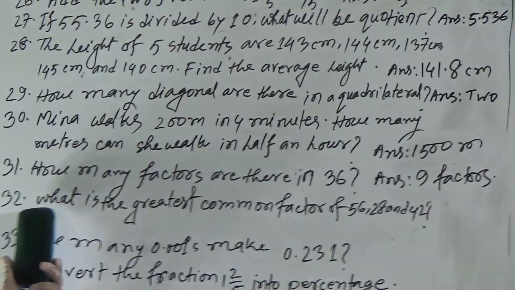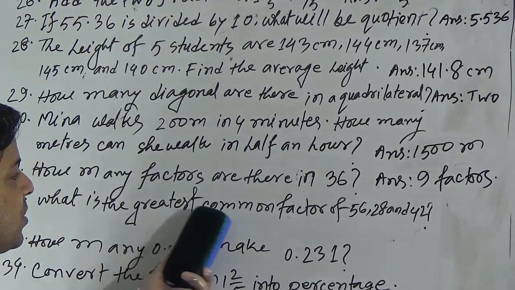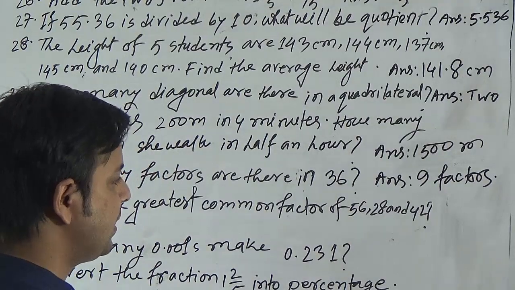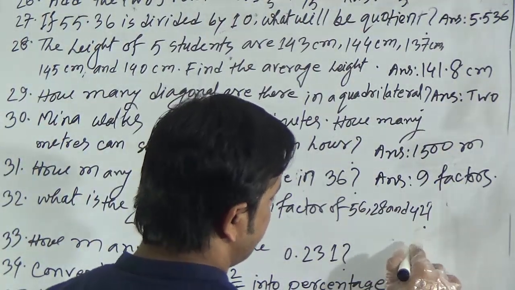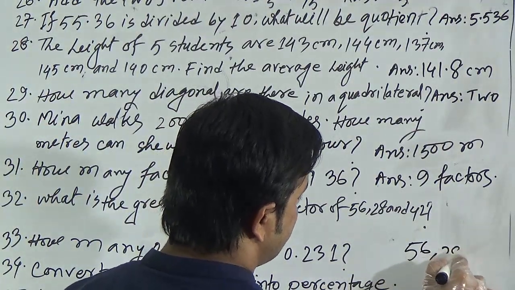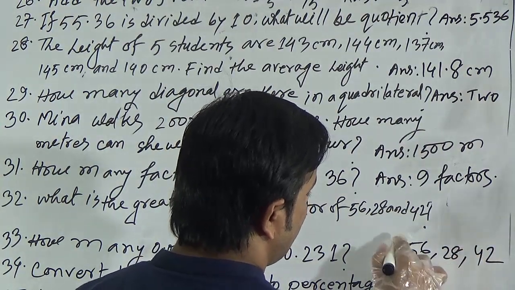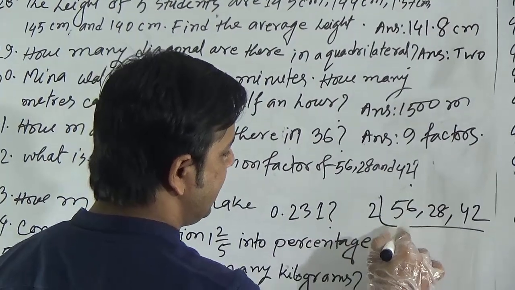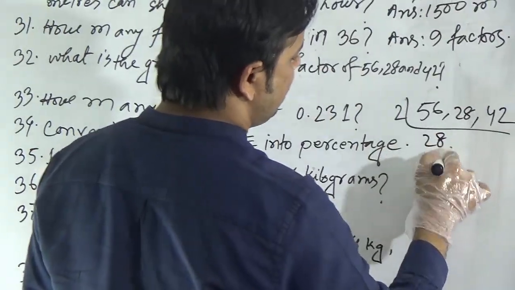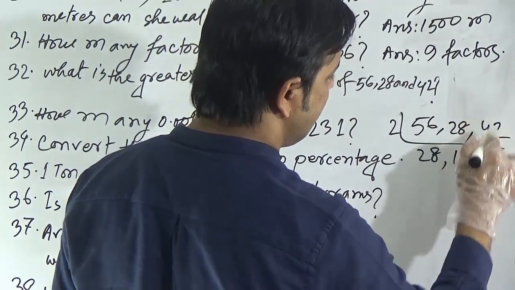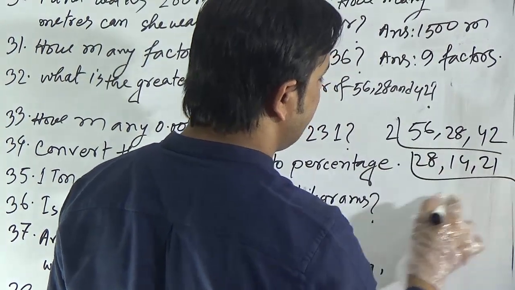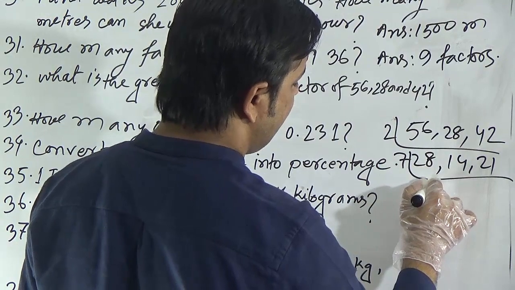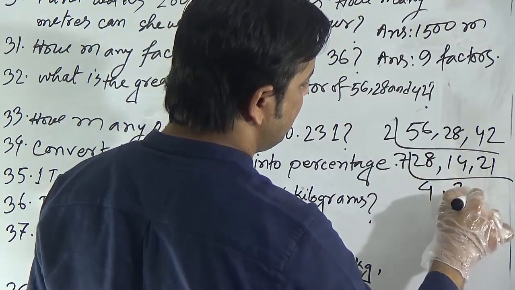Now next question. What is the greatest common factor of 56, 28 and 42? To find the greatest common factor, we can apply the short technique. As all the numbers are even, we can divide by 2. If we divide by 2, it will be 28, 14 and 21. Now we can divide all the numbers by 7. If we divide by 7, this will be 4, 2 and 3.